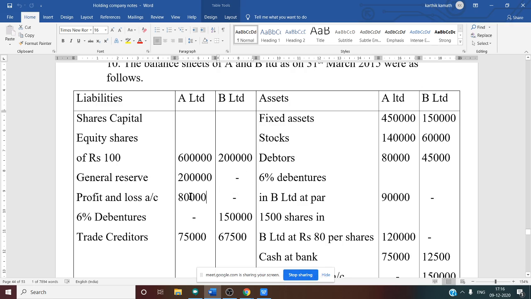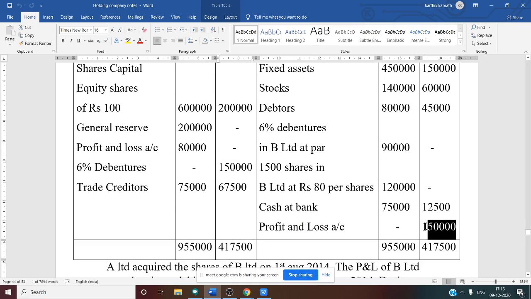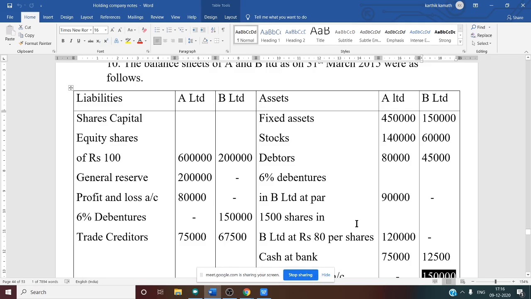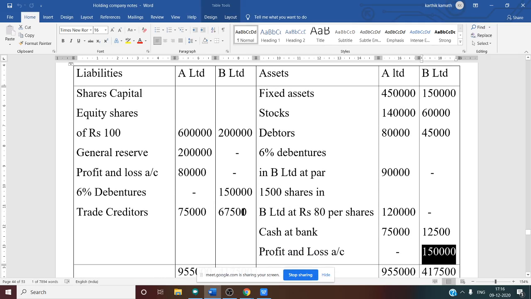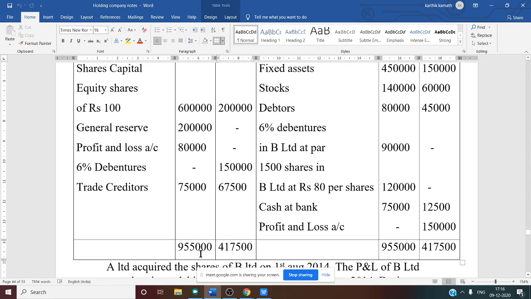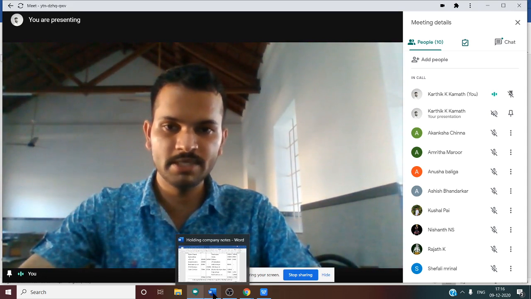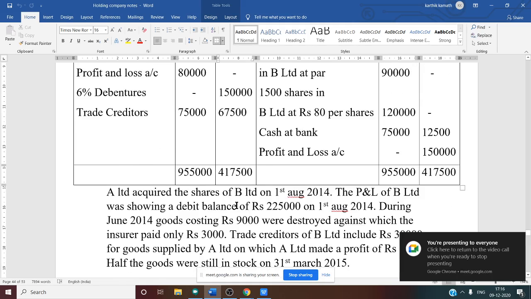Profit and loss account of holding is given, 80,000. Subsidiary is nil. If you see here, it is nil. But in the asset side, they have given 1,50,000. So there is a balance, but there is a negative balance in the subsidiary company B. Then trade creditors, combined trade creditors given, 75,000 and 67,500, and the total of the balance sheet is 9,55,000 and 4,17,500. Yes, after seeing whatever information is given in the balance sheet, now we have to see the adjustment.